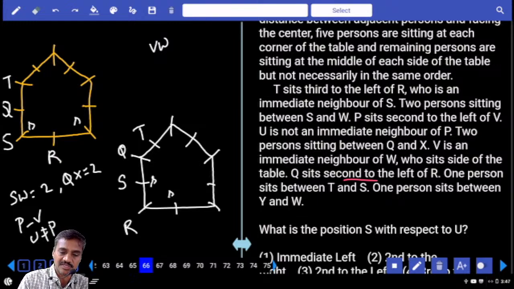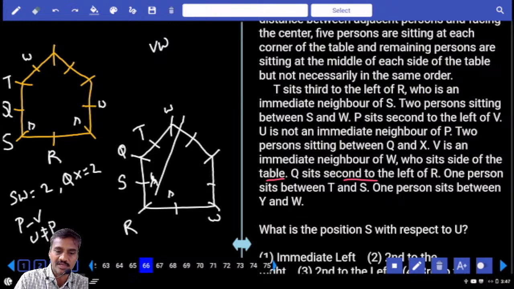As S is at this place, then between S and W there must be exactly 2 people. 1, 2, and W. W can be either here or here. Now in either of these 2 cases, W is at the center. In this case, W must be either here or here, which is not possible because W is at the side of the table but not at the corner. So this case is ruled out. Now we are left with this one.